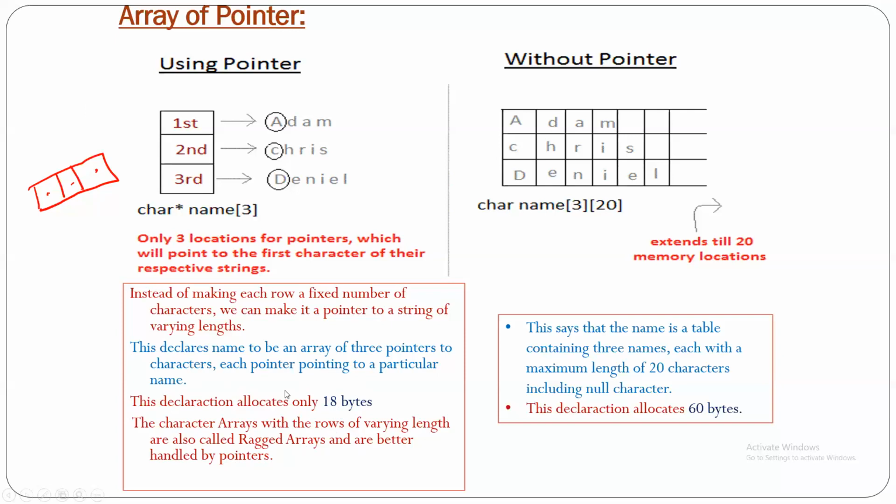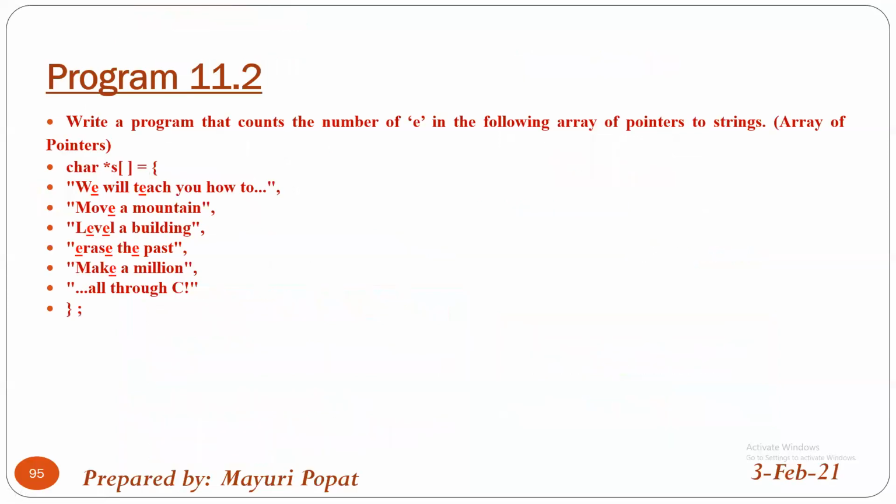Moving forward, let's go into our practical question, right? So here it is written, write a program that counts the number of E in the following array of pointers to strings, right? So it is an array of pointers. So here you can see we have written char star of S, right? And equal to, it has got 6 strings inside it. So this is the first string. So 1, 2, 3, 4, 5, and 6. So it has got 6 strings inside it.